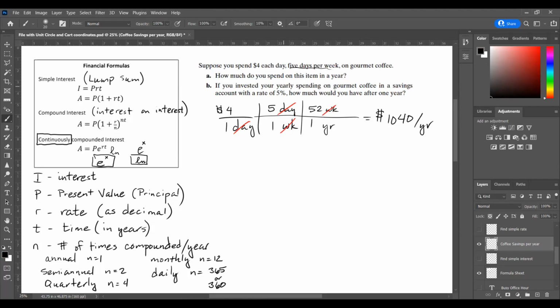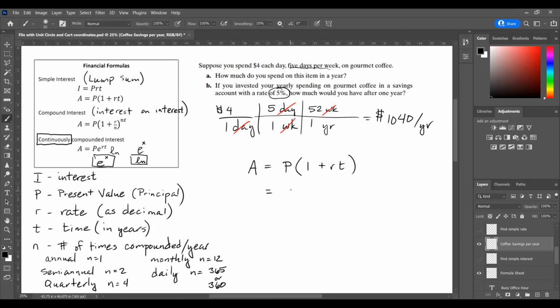And now they ask me if I invest that in a savings account with a rate of 5%, how much would I have after 1 year? So I'm looking for how much will I have? That's a future value. So that's the A equation right there. That's the one I need to pay attention to. A equals P times 1 plus RT.